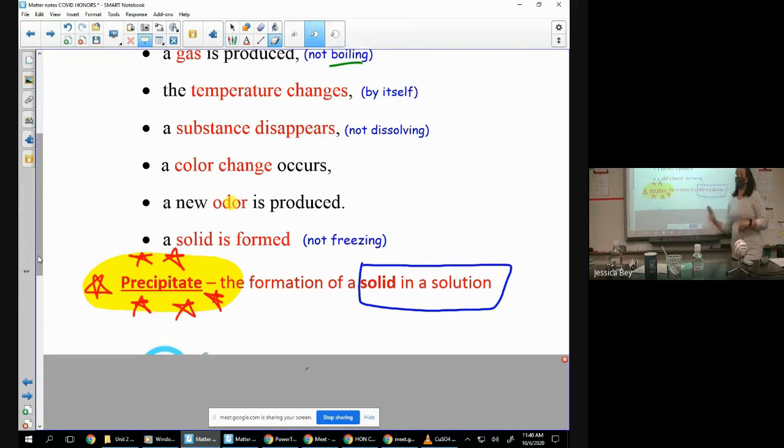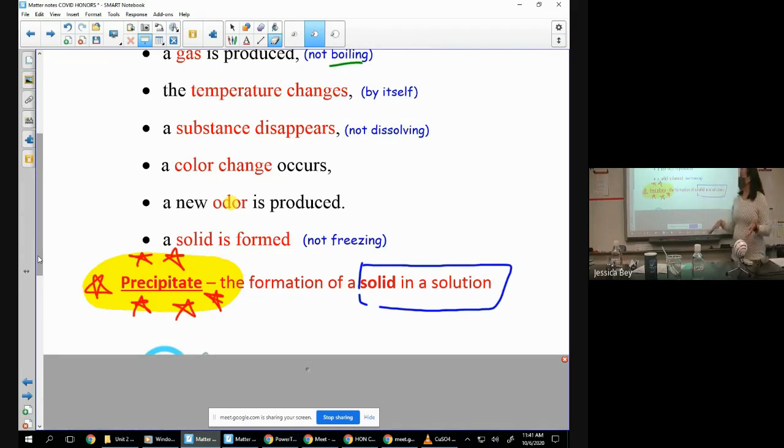A precipitate is the formation of a solid in a solution. And we're going to do this example for you next week. We do a couple in the demonstrations on types of reactions. If we were doing labs, one of the labs we do in this unit is you make an actual precipitate. But a precipitate is a solid formed in a solution.